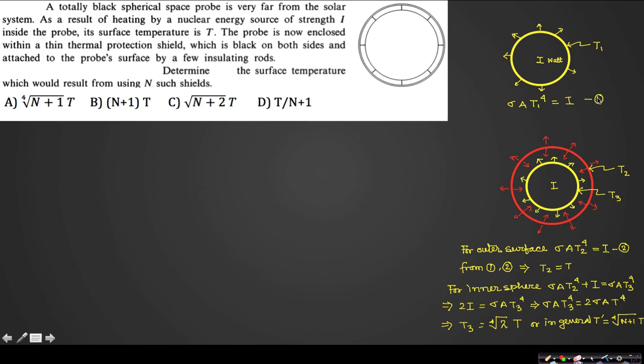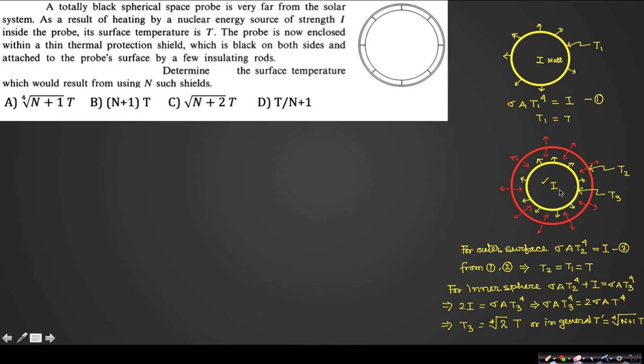Now from equation number 1 and equation number 2, I can say both are I. So T2 is equal to T1, and that is equal to temperature T, right? Here T1 is equal to T, as mentioned in your question. When I write the same equation for the spaceship, the power coming to the surface of the spaceship comes due to the source I, and also due to the inner surface of that enclosure, which is sigma A into T2^4, right? I have assumed that area to be the same everywhere because the radii are very close to each other.